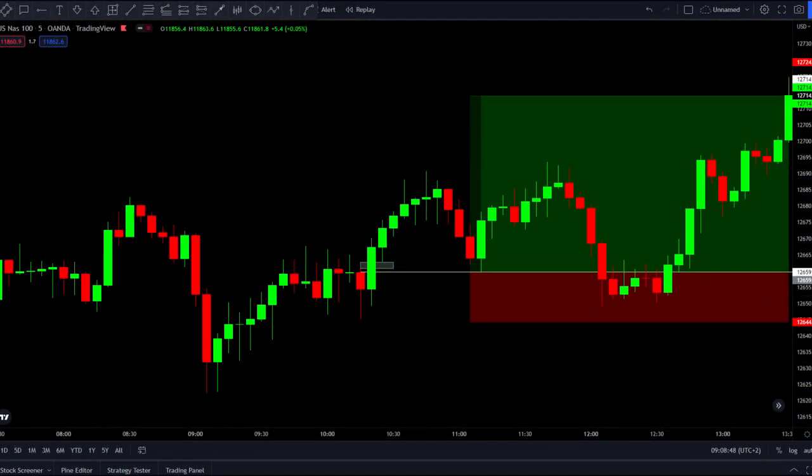So now we can see that price moved in our anticipated direction. I have backtested this for over a month with more than 5,000 screenshots.